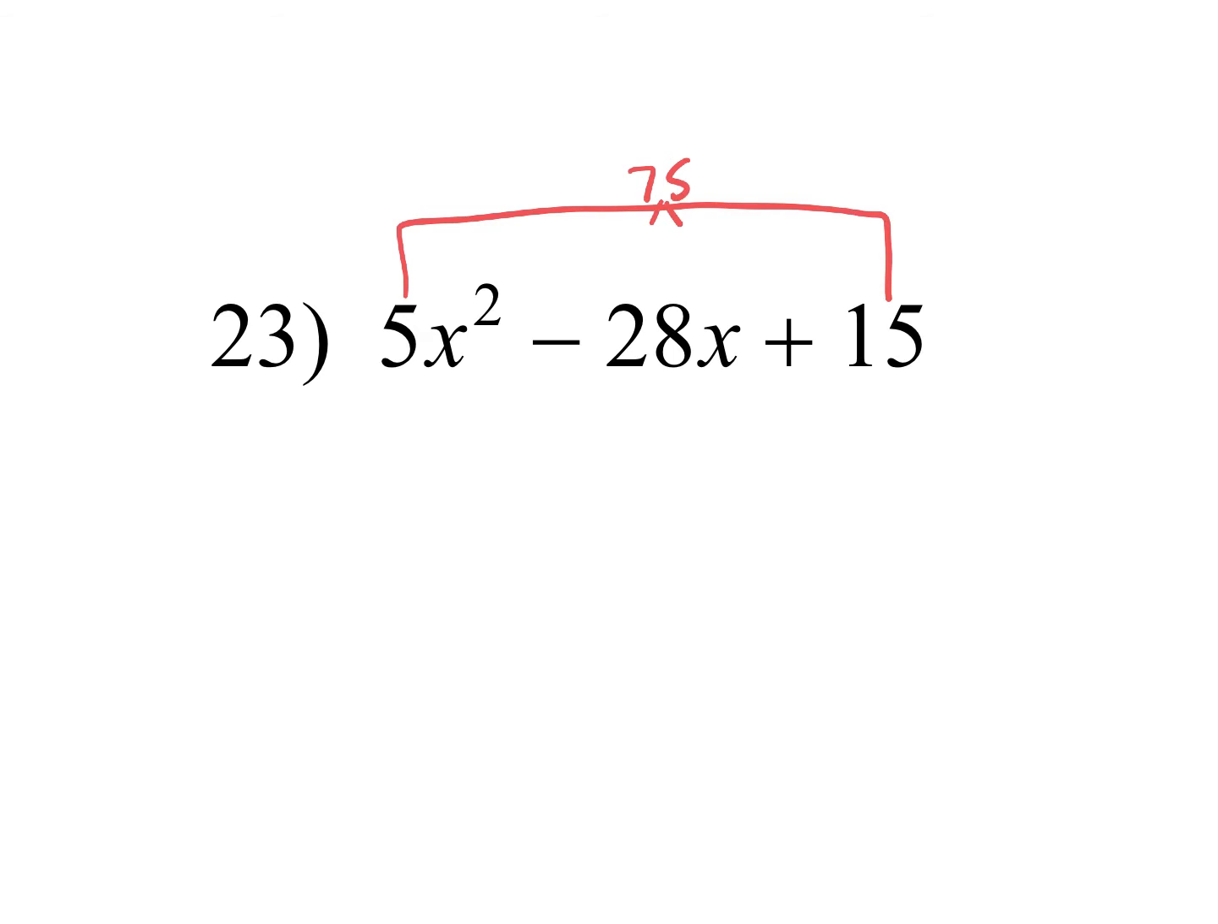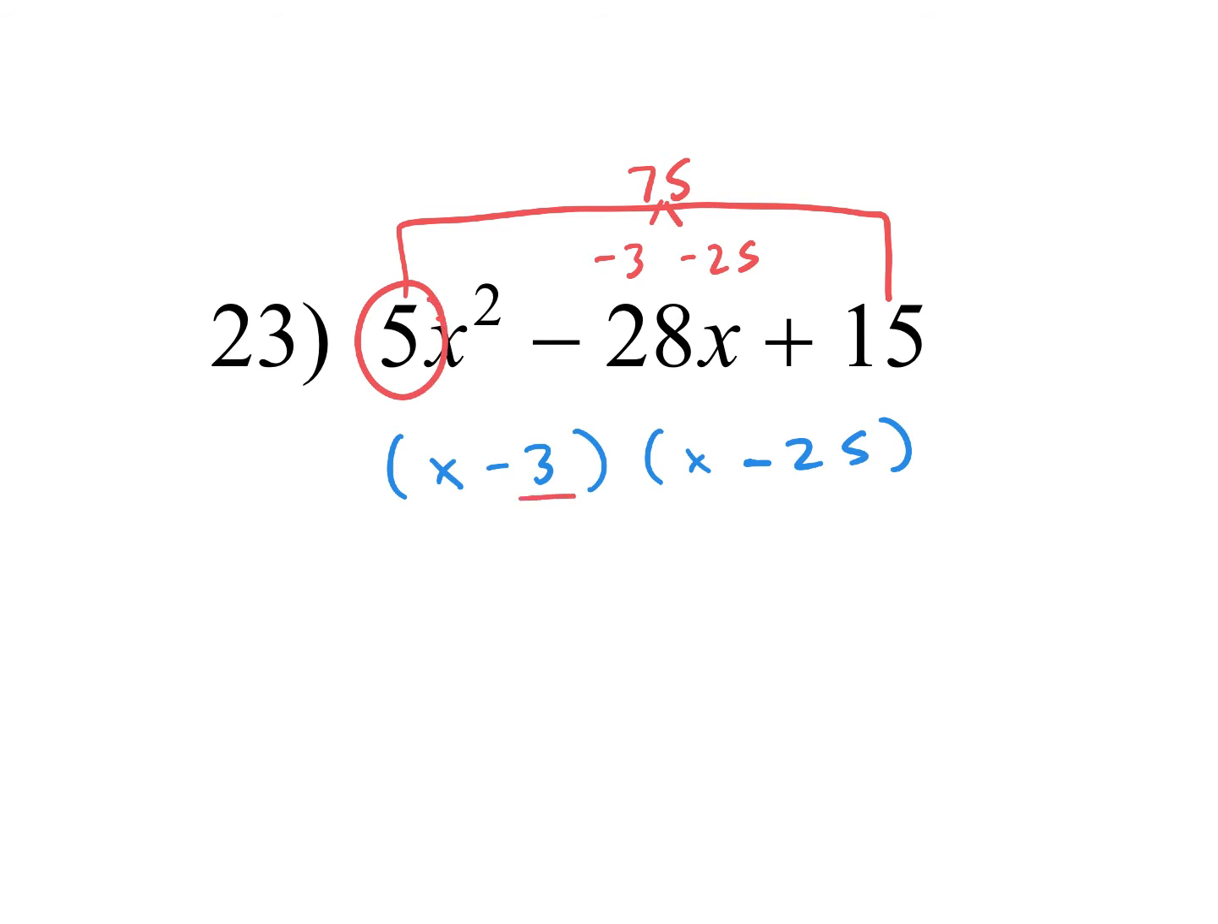Jordan. Negative 3 and negative 25. Perfect. So here I have x minus 3 and x minus 25. What do I have to do next?